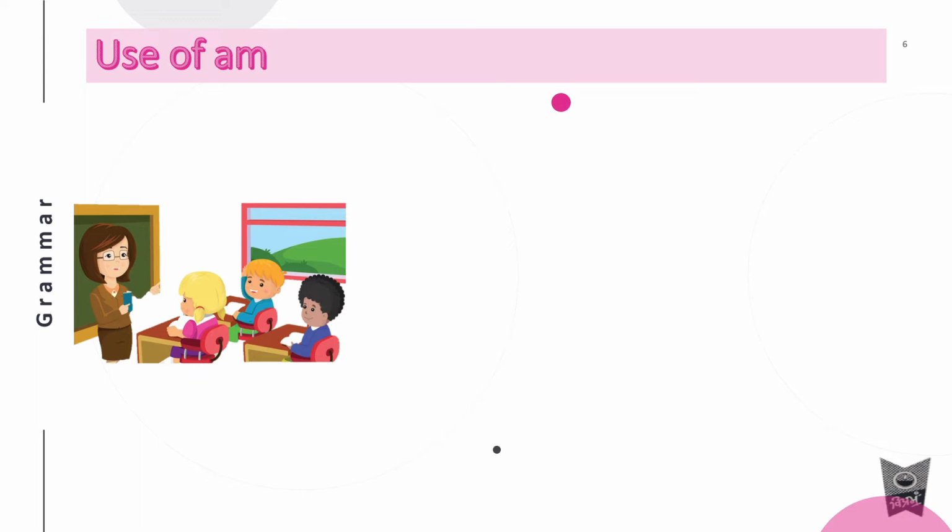Now over here, what can you see in the picture? There is a class. Okay. And there are some students and a teacher. Now let's fill in the blanks. This is a small exercise just to revise the use of am. Okay. So one of the students is telling I dash a student. So what will you write in the blank?